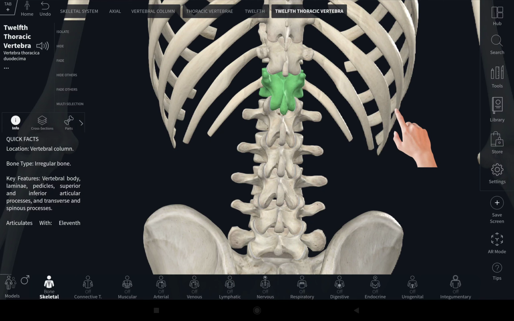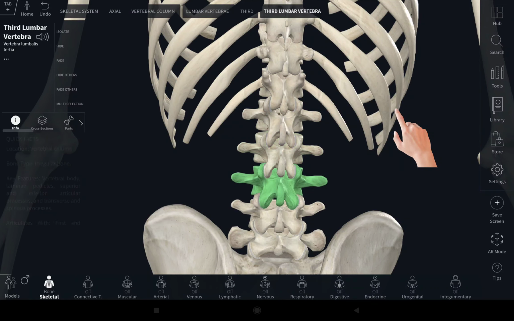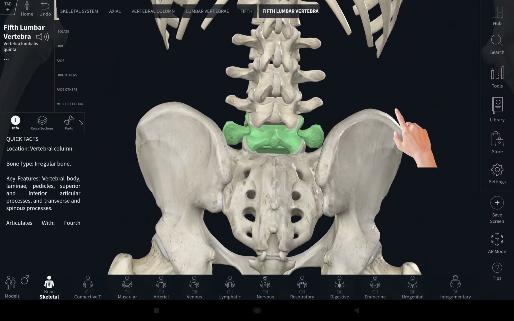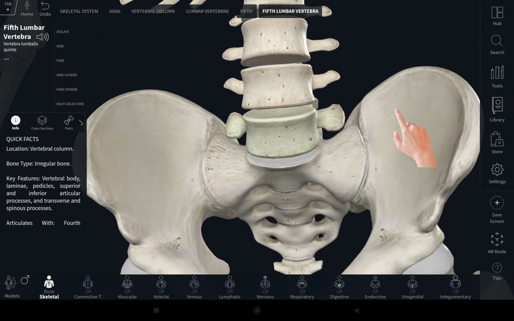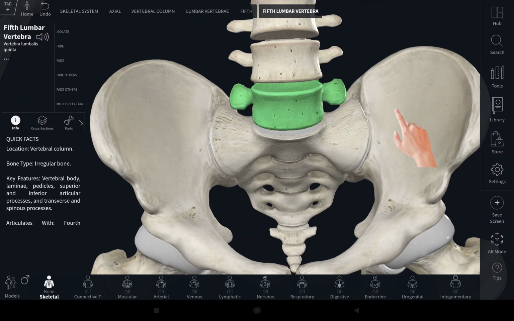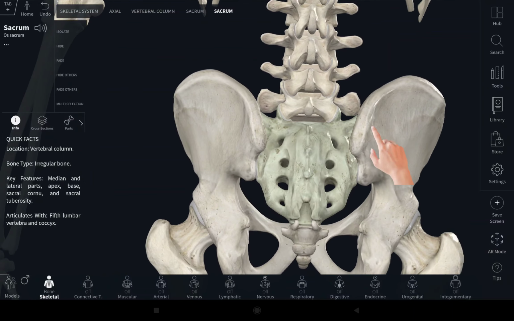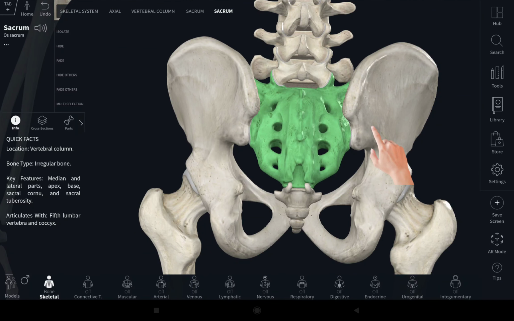The twelfth thoracic vertebra is connected with the first lumbar vertebra. The lumbar vertebrae are 5 in number. This is the first, the second, the third, the fourth, and this is the fifth lumbar vertebra. The sacral vertebrae, 5 in number, are fused together and form the sacrum, which is connected with the coccyx. This is the coccyx.